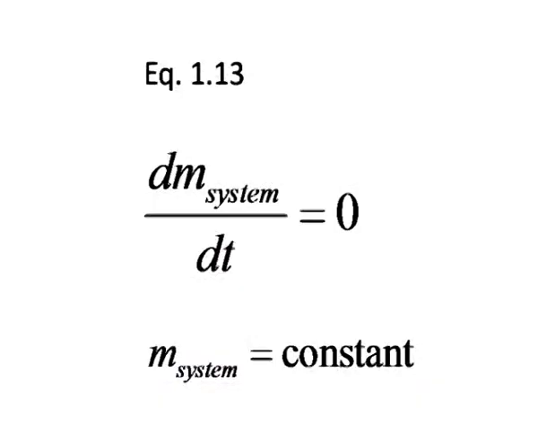We have learnt that in a closed system, mass cannot cross system boundaries. Therefore, there is no time rate of change of mass in the system. Or else, as shown in equation 1.13, dm system by dt will be equal to 0. That is, the system mass is equal to constant.